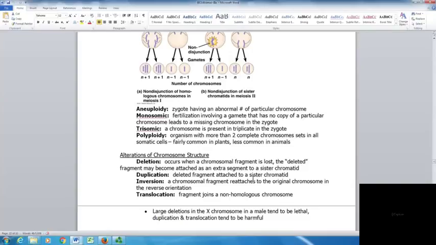Polyploidy is an organism with more than 2 complete chromosome sets in all the somatic cells. This is fairly common in plants, but less common in animals. One of the reasons it works in plants is they have the option for self-pollination. You can find another gamete that will have a similar number of chromosomes. Animals are not able to self-pollinate, so if they have a mismatched number of chromosomes, they're not going to be able to have fertilization occur.